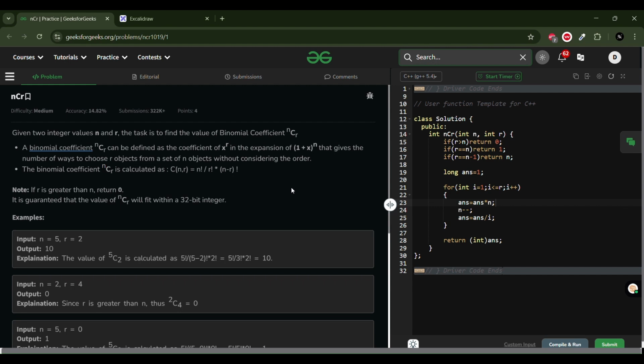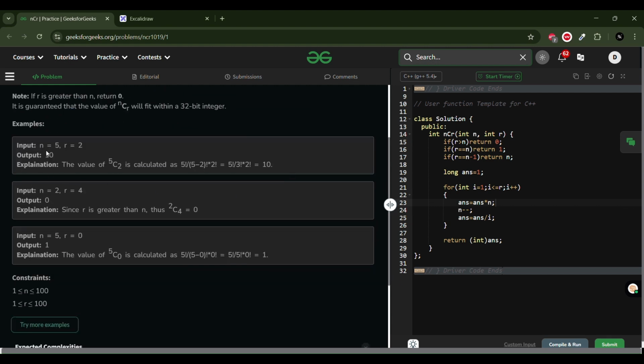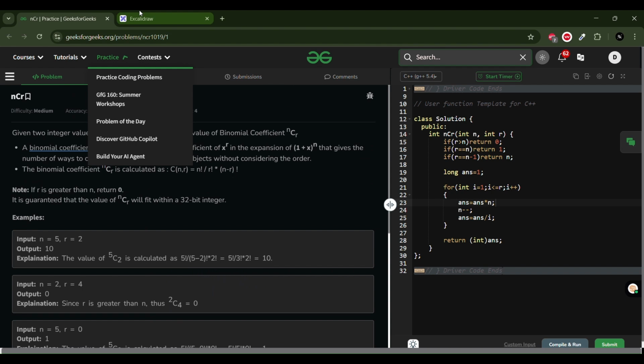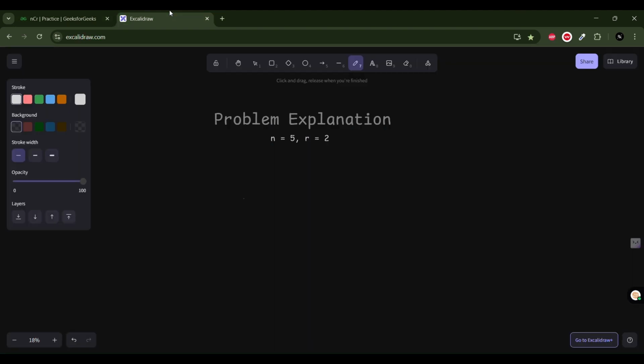In the given example, n is equal to 5 and r is equal to 2. The answer is 10. The value of 5C2 is calculated as 5 factorial upon 5 minus 2 factorial into 2 factorial, which is equal to 10. This is the given example. Let's understand it on the board.